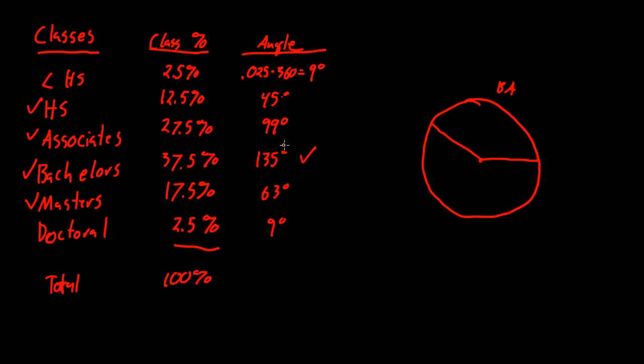And then our next one is 99 degrees for our associates. So 90 degrees would be right around here. 99 is just a little bit wider than that, so we're going to go right down to here. And we're going to say that that's our associates. And then we have 63 for our masters. So 45 would be right around here. We'll go a little bit wider than that, to 60, for our masters.